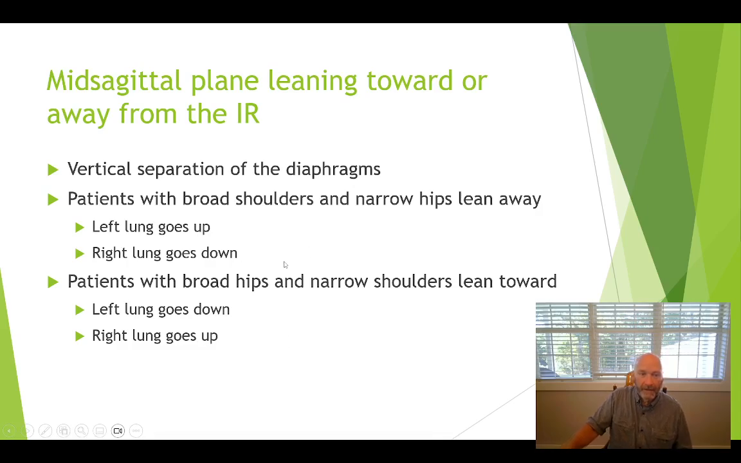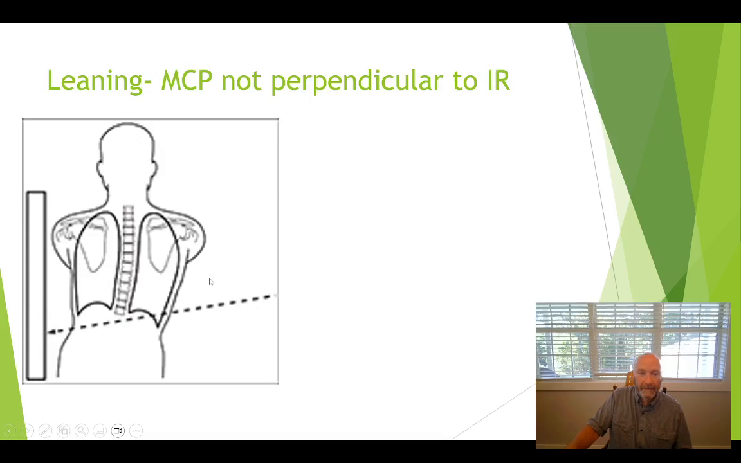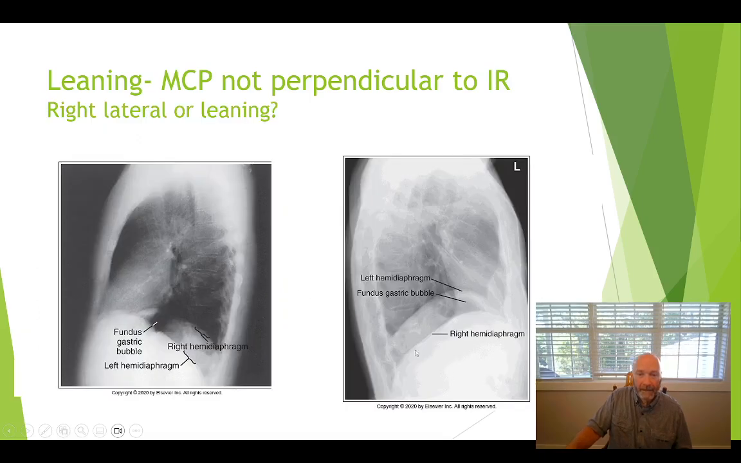So then again, we've already talked about this. It looks like that. And we've got vertical separation of the diaphragms, and we've got the gastric bubble above the right diaphragm, which again would indicate the patient's leaning away from the image receptor. And that would make sense on this patient. It does not look like this patient's hypersthenic or would be very broad. There are conditions, though, again, that could mimic this.